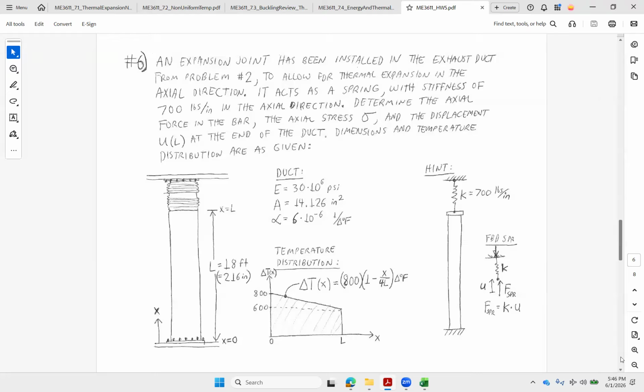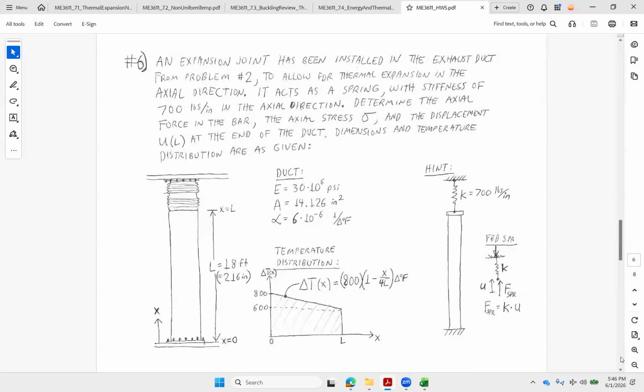So our duct here, we're going to say is 18 feet, and then the remaining 2 feet there is going to be the bellows. So we got EA and alpha for our part right here. Since this is an exhaust duct, we're going to say it goes from 800 degrees delta T to 600 here. We're losing a little bit even though it's insulated. So we got a tapered delta T. And this is how we should think about it, okay?